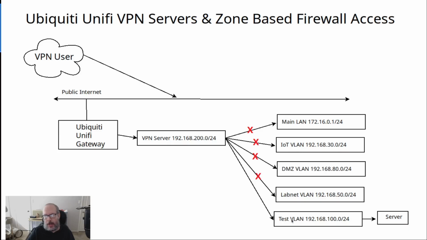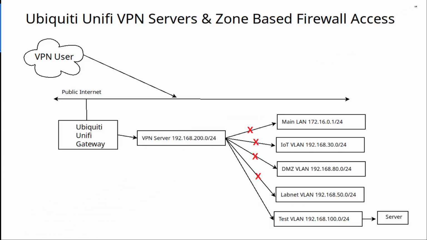So our goal here is I have a whole bunch of VLANs and a main LAN, and today we're going to create a test VLAN. And my purpose is I want them to be able to get to one particular server on this test VLAN, but I don't want them getting to anything on my main LAN, my IoT LAN, my DMZ LAN, or my LabNet VLAN. So with that in mind, let's go take a look and see exactly how to accomplish this.